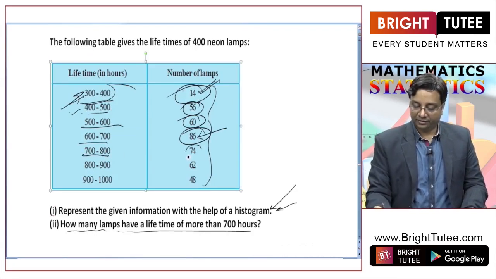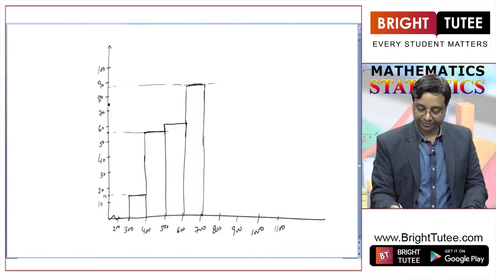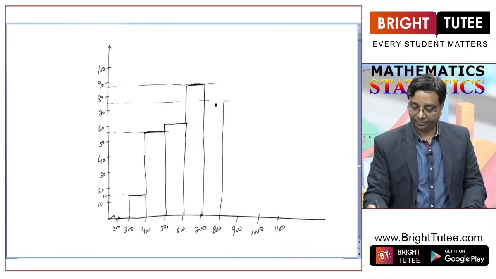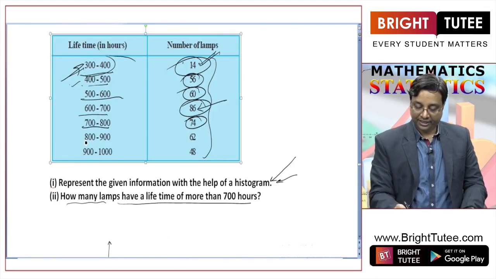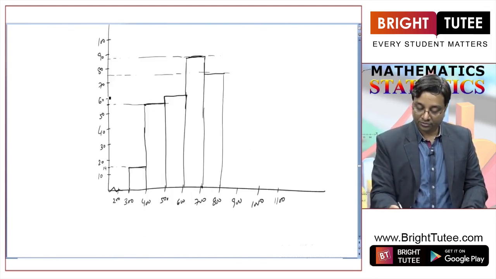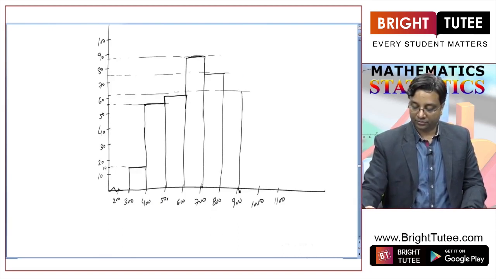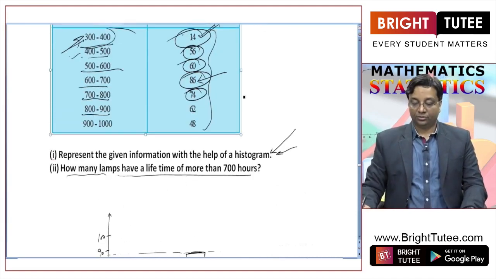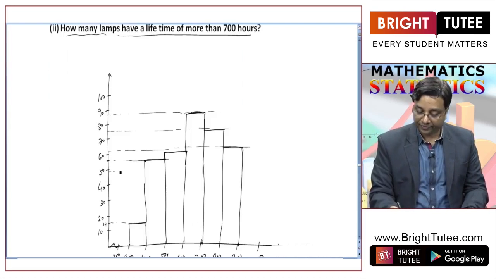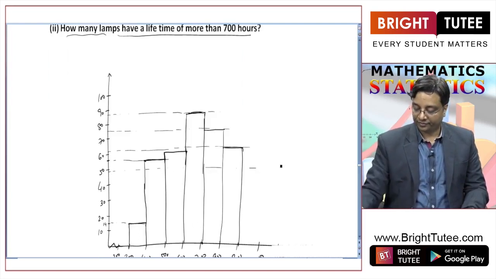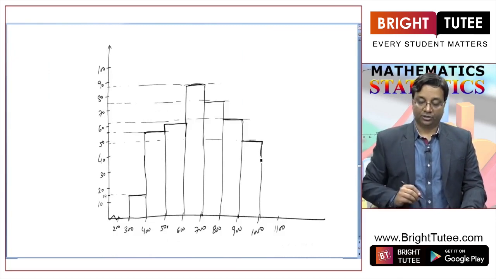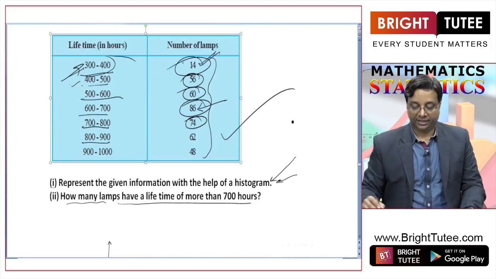700 to 800 we have 74. 800 to 900, 62. And then 900 to 1000, it is 48. This is the histogram for the corresponding data.